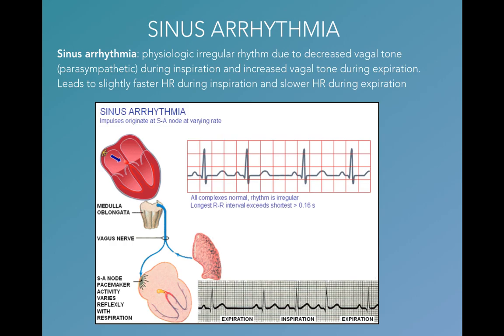So sometimes when you pick up an EKG, everything will look normal, and on the top, the EKG machine will read this as a sinus arrhythmia, and you're going to say, what exactly does that mean? Well, that's normal. It's physiologic. It's a very slight irregularity in the rhythm due to changes in vagal tone during inspiration and expiration.